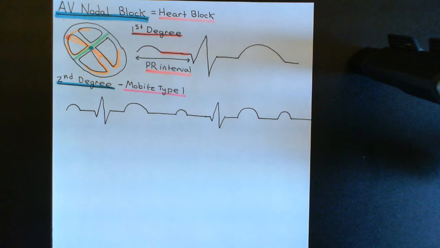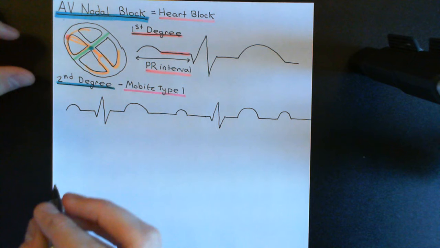And every so often, once the PR interval is lengthened up enough, then the next one along won't actually be conducted through the AV node. So the PR interval in Mobitz type 1 AV nodal block is going to get progressively longer with consecutive cardiac cycles until eventually the electrical signal isn't actually conducted through the AV node at all.